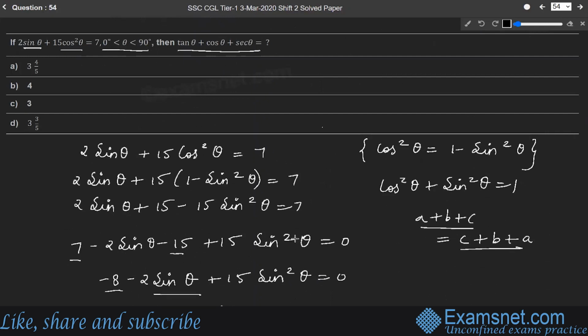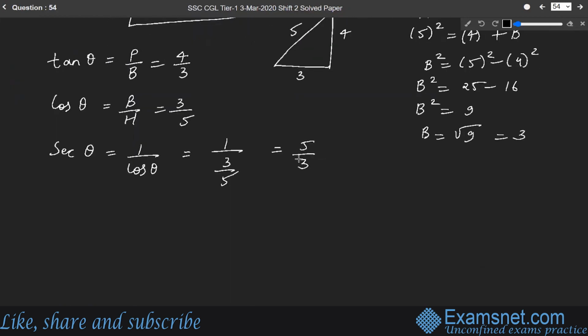Okay. Now, since we have the value for tan theta, cos theta and sec theta, we can find this term, which is tan theta plus cos theta plus sec theta, right? So let us find it. We want to find tan theta plus cos theta plus sec theta. What is the value of tan theta? 4 by 3. Plus, what is the value of cos theta? 3 by 5. Plus, what is the value of sec theta? 5 by 3.